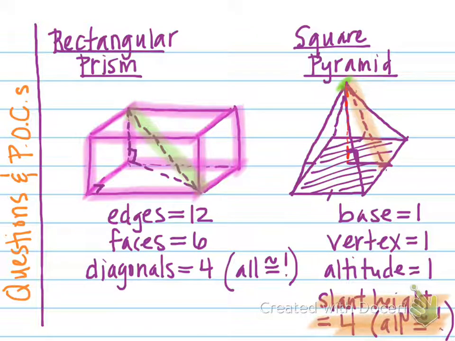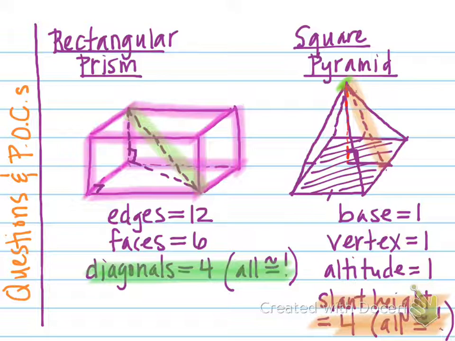There's a little right triangle right there in the square pyramid that is made of the altitude and the slant height, and that little segment down at the bottom that goes from the center of the square base to the middle of one of the sides. And then again in the rectangular prism, we've got those 4 diagonals. So this is really going to be our focus here, finding the length of those diagonals in the rectangular prism and the length of the slant height in the square base pyramid.